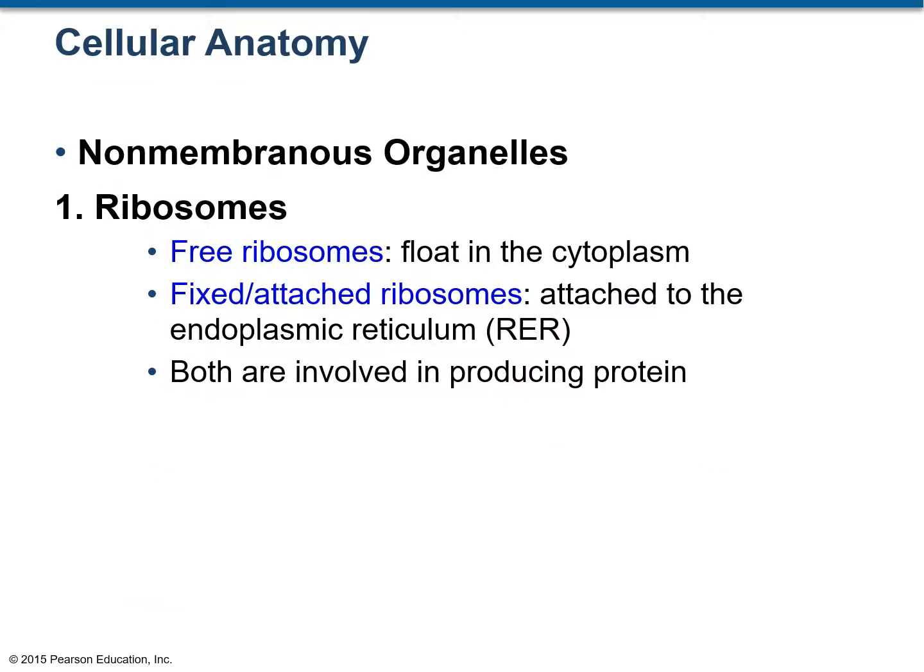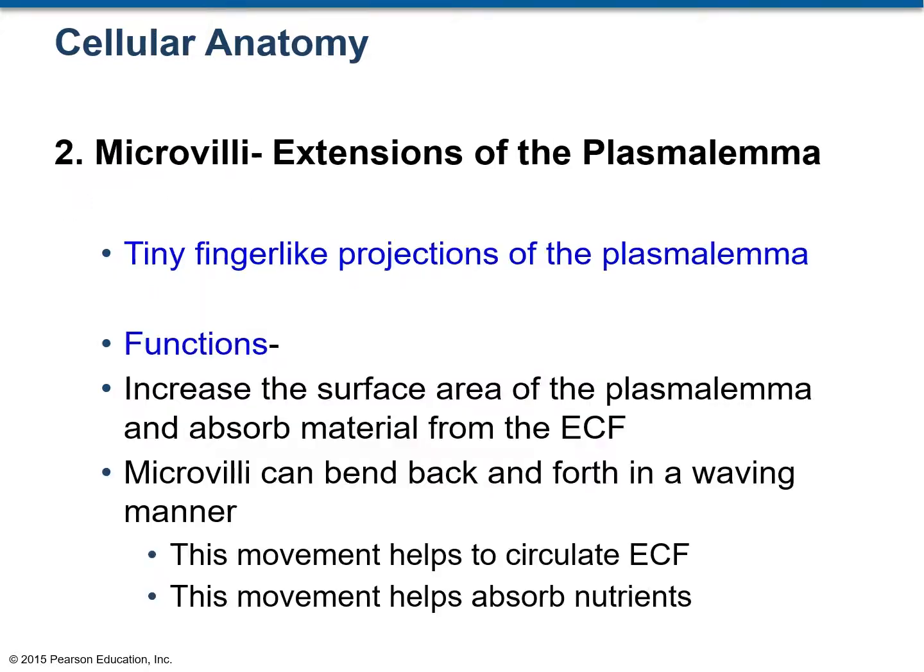We are done with the membranous organelles, so we move on to the non-membranous organelles. These organelles do not have a membrane covering them. The first one is ribosomes. The ribosomes are synthesized inside the nucleus in the nucleolus, and there are two types of ribosomes: free ribosomes and fixed or attached ribosomes. The free ribosomes are floating freely in the cytoplasm, while the fixed or attached ribosomes attach to the surface of the rough endoplasmic reticulum. Both types of ribosomes are involved in protein synthesis, that means making proteins in the cell.